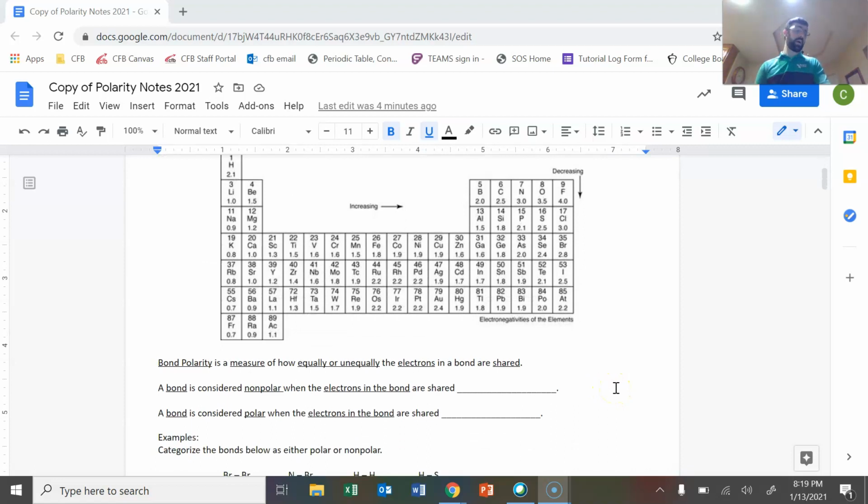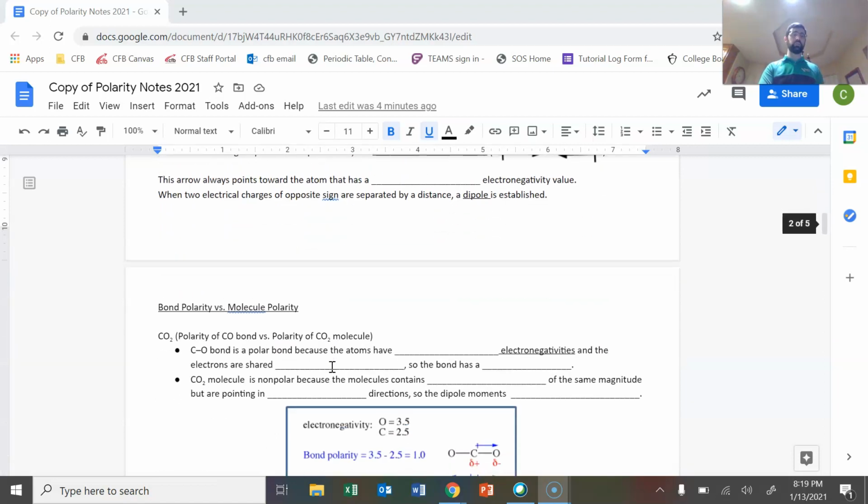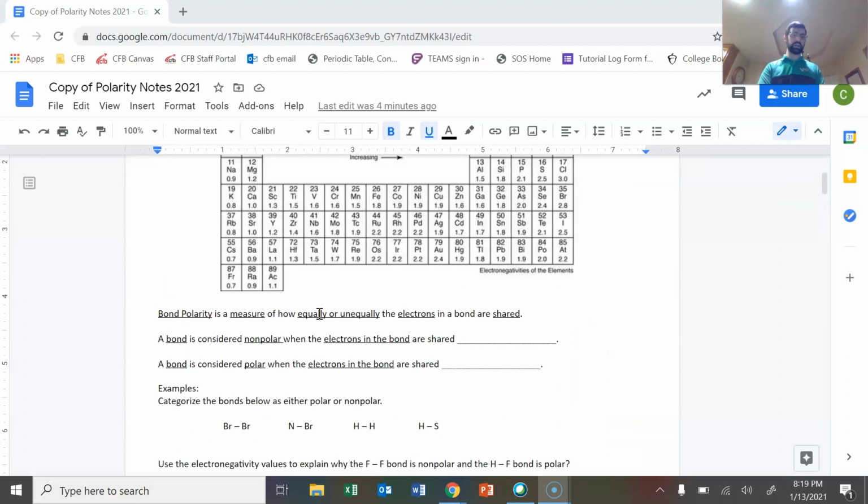So first we want to talk about bond polarity. So that's the polarity of an individual bond. But as you've learned while you're drawing these Lewis structures, most molecules have multiple bonds. They might have 2 bonds or 3 bonds or 4 bonds. They could have up to 6 bonds. So what we want to do is decide the bond polarity, and then we're going to talk about the polarity of a molecule. Let's start with bond polarity.